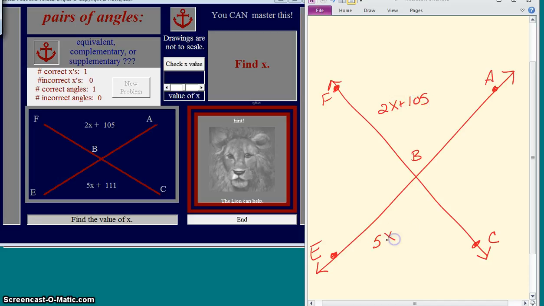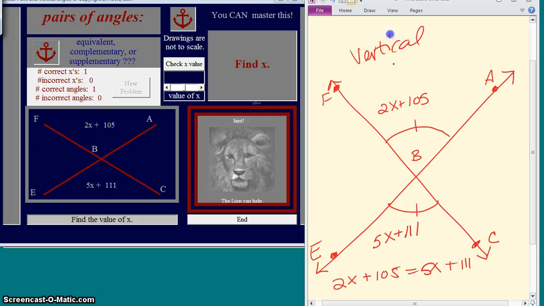I'm not going to add these two together and find the sum, because I know that vertical angles are congruent to each other. So I've got to set these two equal. 2x plus 105 equals 5x plus 111. And I'm going to name vertical pair on the work that I do. So go ahead and finish 10, or play until you have 10 correct.